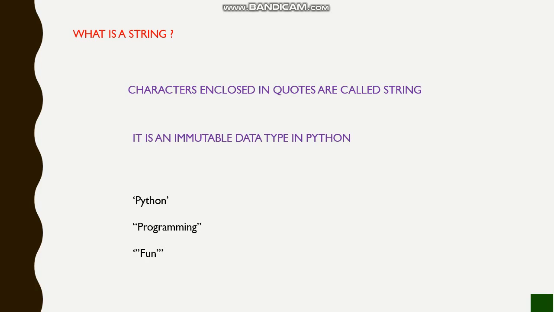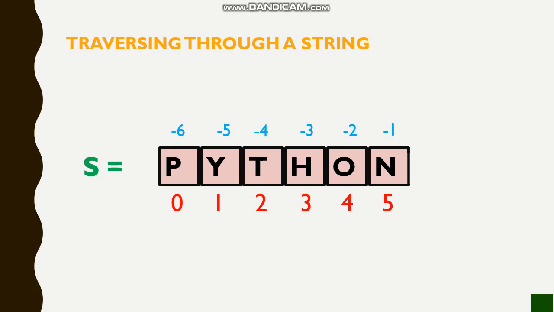So let us see what is a string. Characters enclosed in quotes are called string. It is an immutable data type in Python. It means that when we change the string or characters in the string, the memory address also gets changed. A string can be enclosed in single quotes, double quotes or triple quotes.